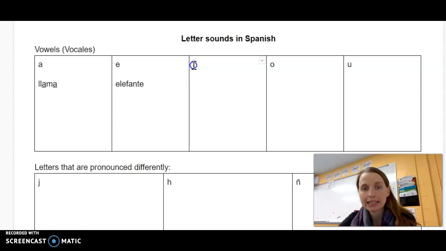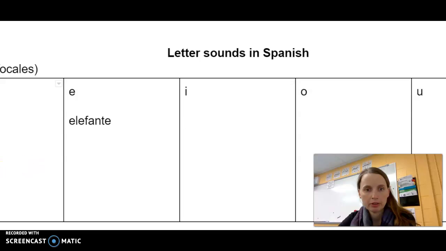Okay, then we have I. This letter sounds like I, as in English. You know the word for English. I as in English. Okay. So as you're going, write down these example words.